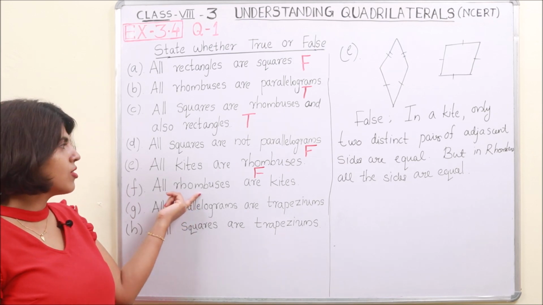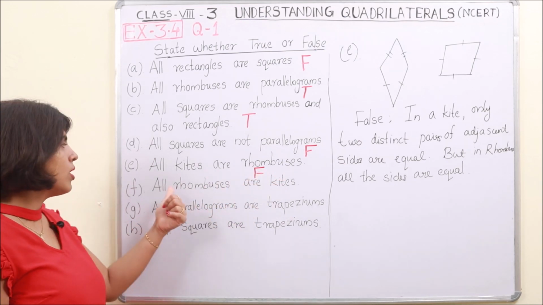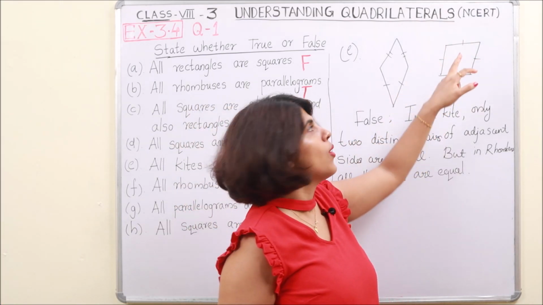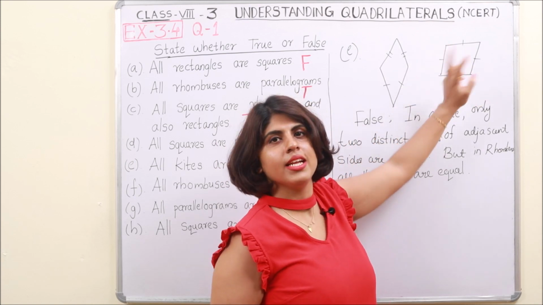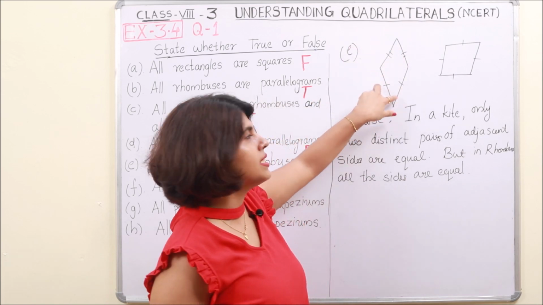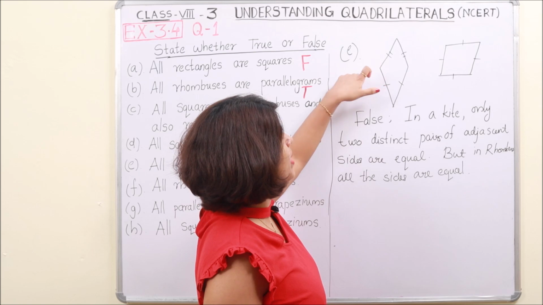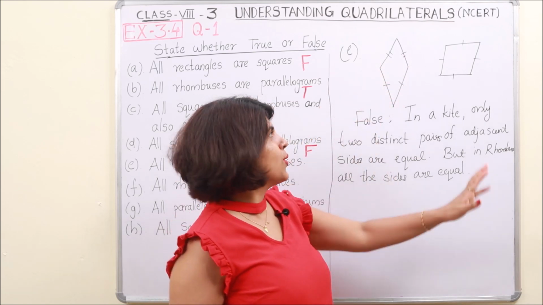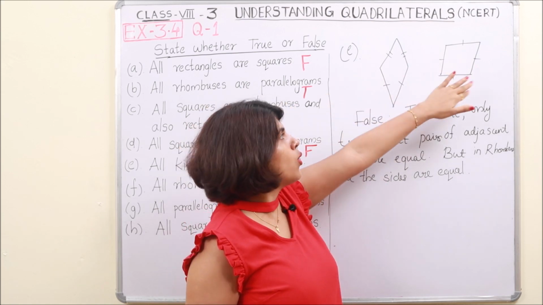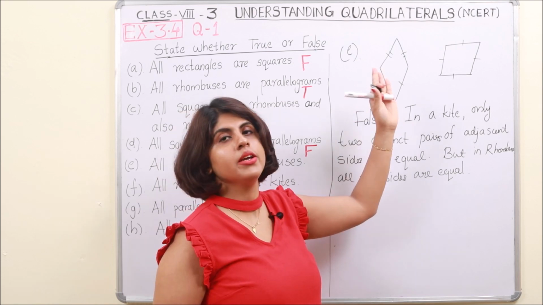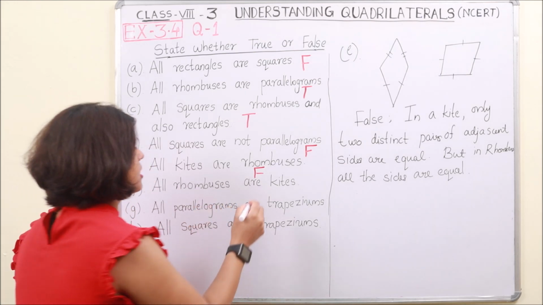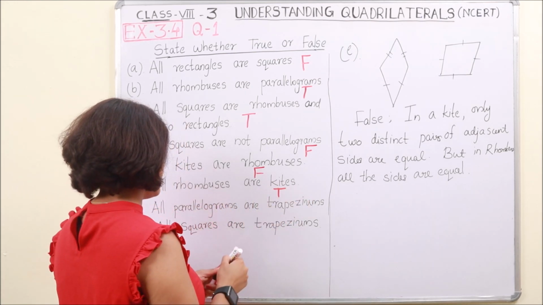Next statement is all rhombuses are kites. This is the converse of the previous statement. In a rhombus all the sides are equal and opposite angles are equal. In a kite, only two pairs of distinct adjacent sides are equal and only one pair of opposite angles is equal. So the rhombus satisfies all the properties of a kite. We can say all rhombuses are kites, but all kites are not rhombuses. So this statement is true.